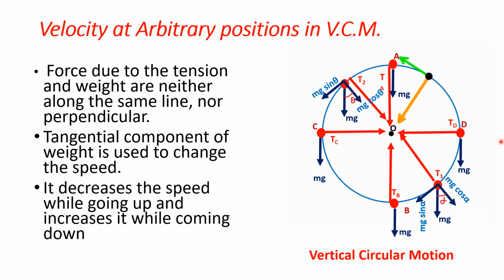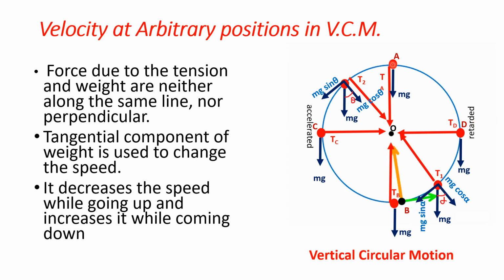And also we can say that the speed of the bob decreases while going up and increases while coming down. So when the bob is moving from the downmost position to the uppermost position, its potential energy increases and kinetic energy decreases. Hence it is called retarded motion.